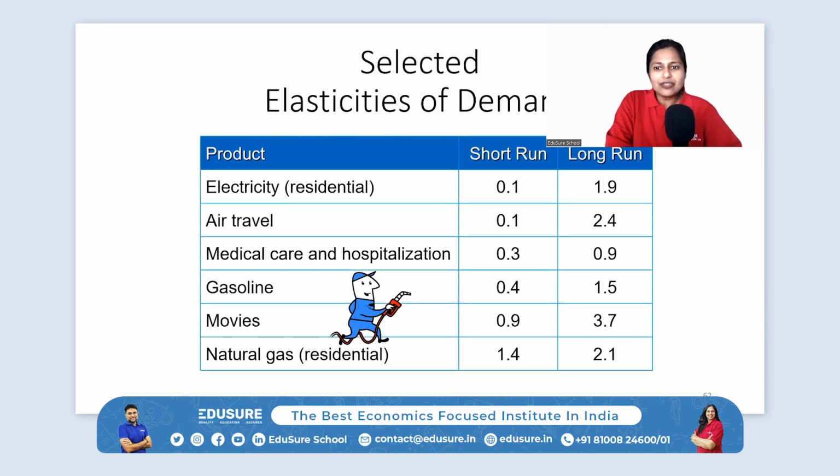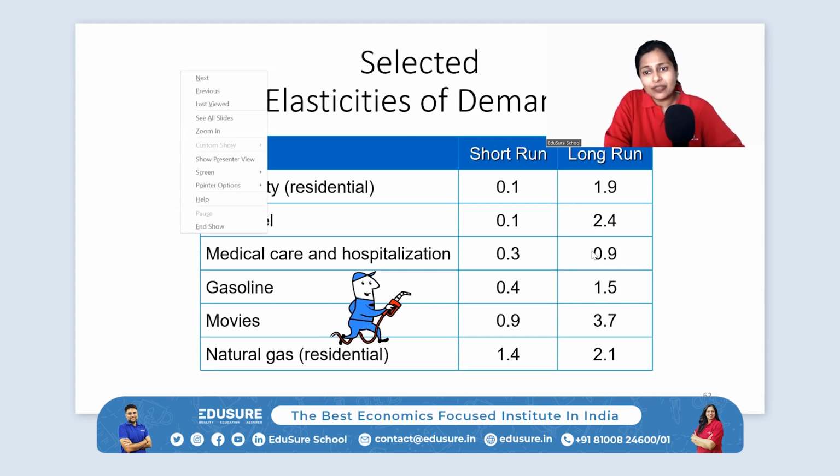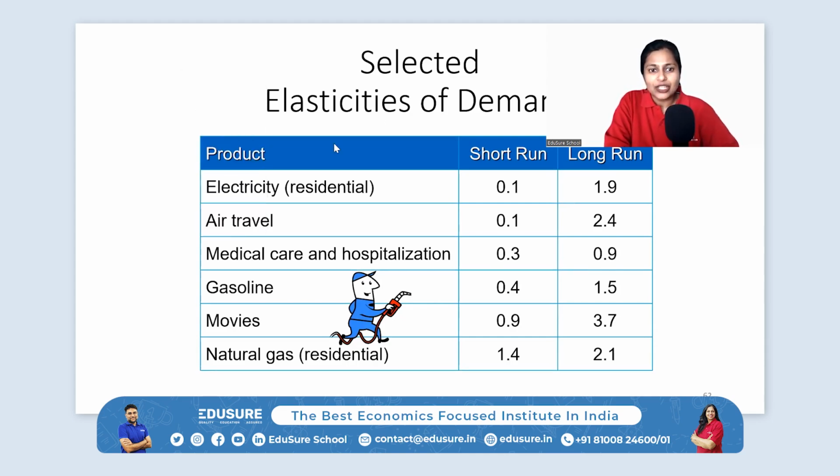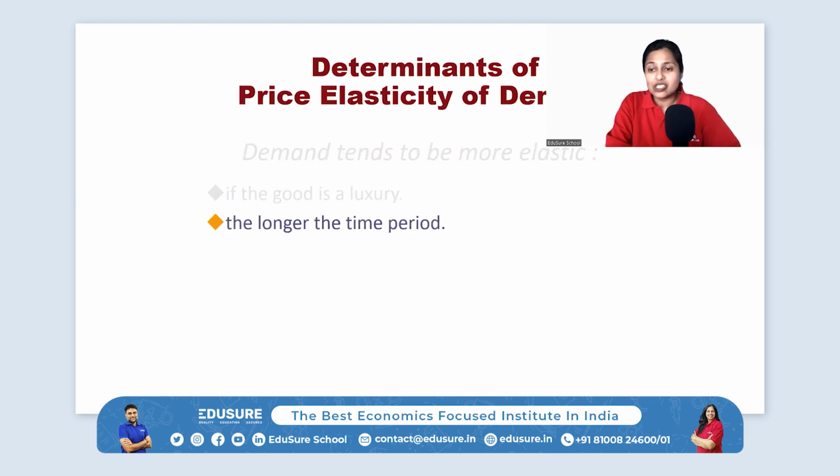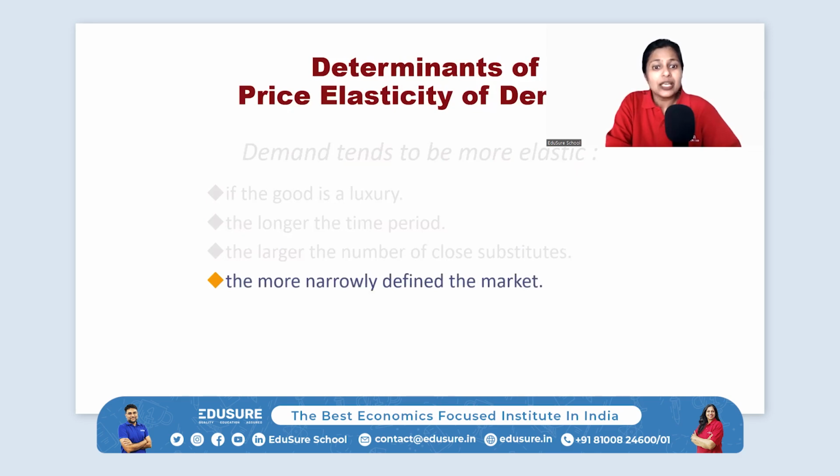All right, so now let's see a few elasticities in the short run and the long run. In the long run, the elasticity for anything is always more than the elasticity in the short run. So for air travel, in the short run, like I said, you can't do anything if you have to take a flight tomorrow, but later, if the price of flights increases, you won't want to. And so on, for movies, for gas, for medical care also, everything in the long run has a larger elasticity. So we've already discussed this: demand is more elastic if the good is a luxury good, if it is a longer time period, if there is a larger number of substitutes, and the more narrowly defined the market size is.